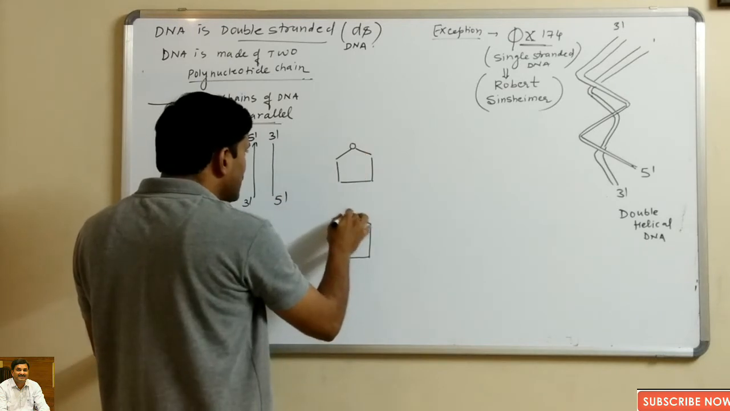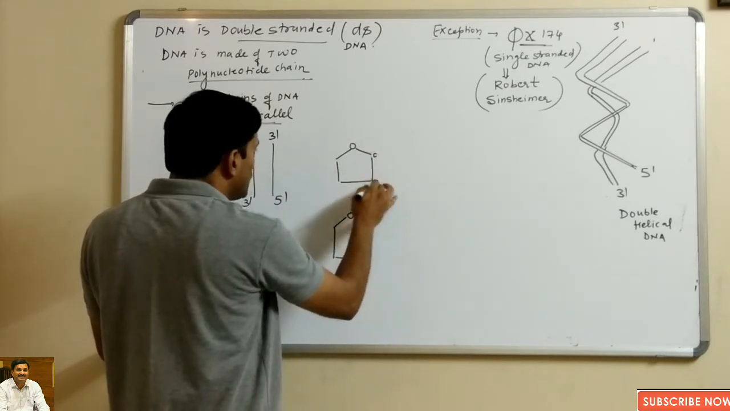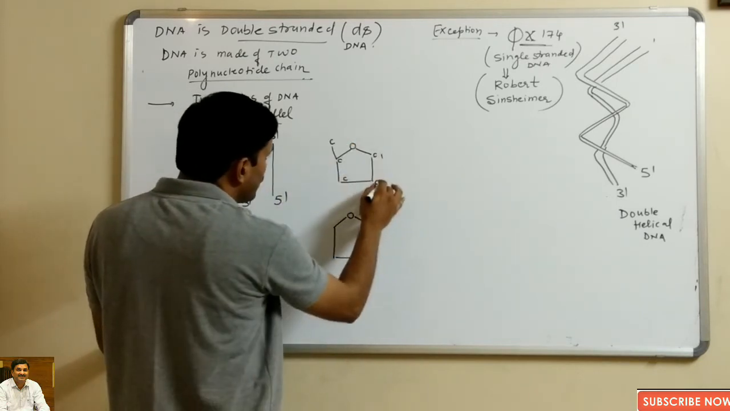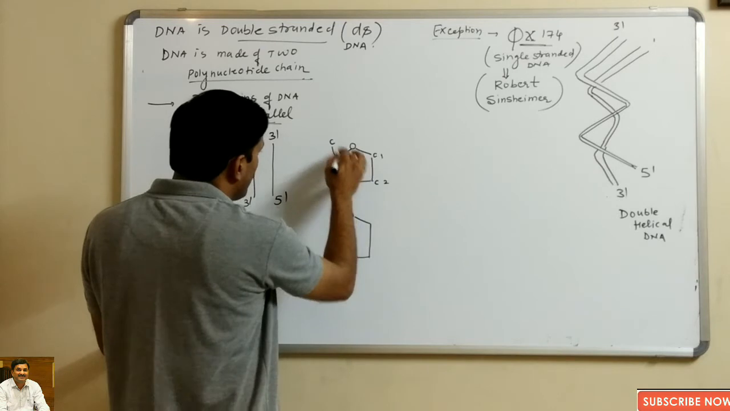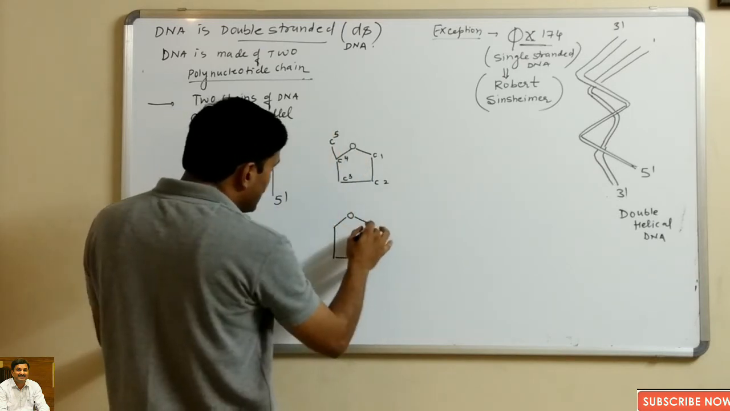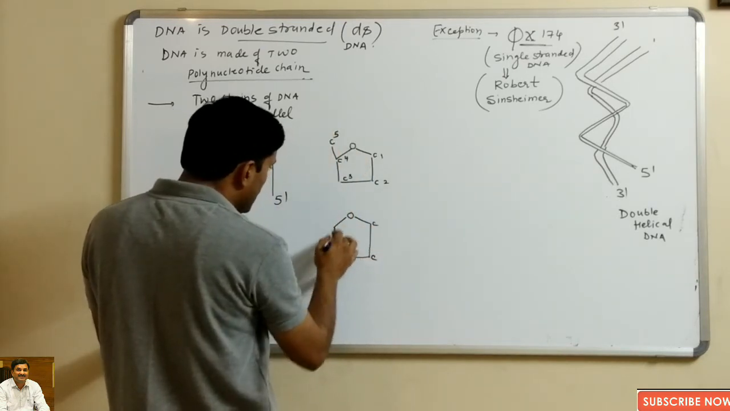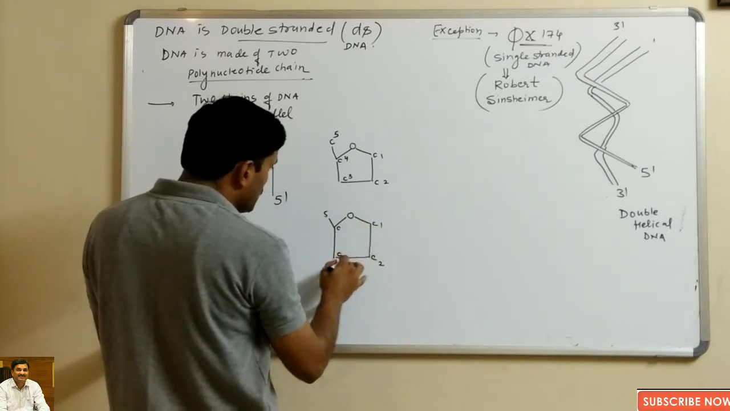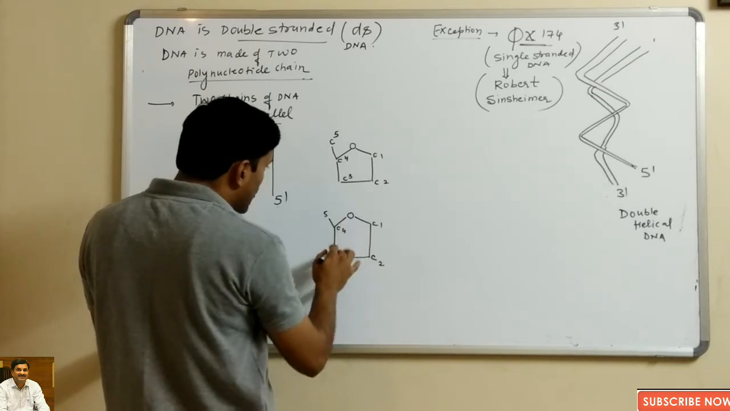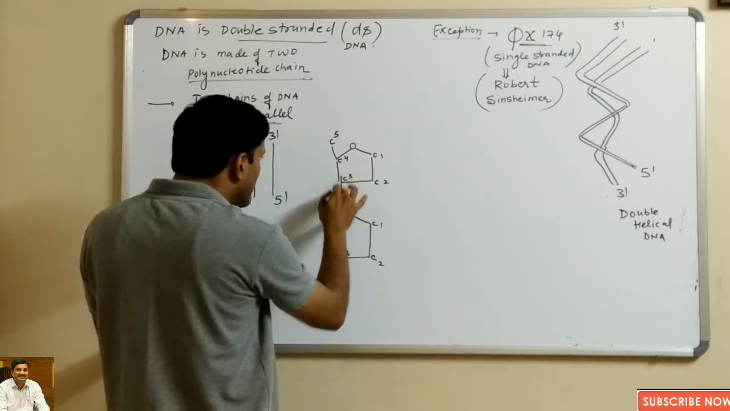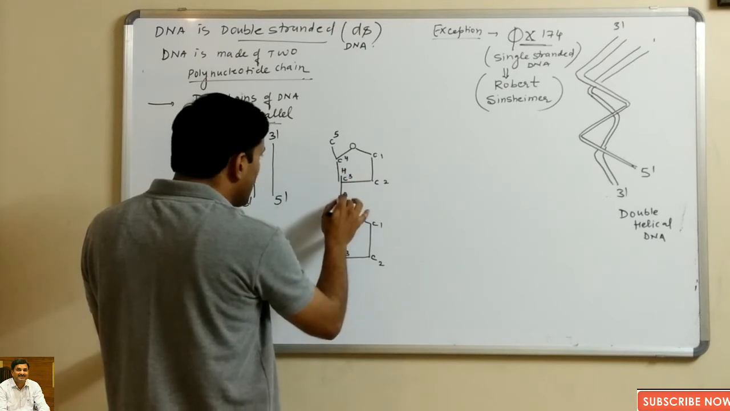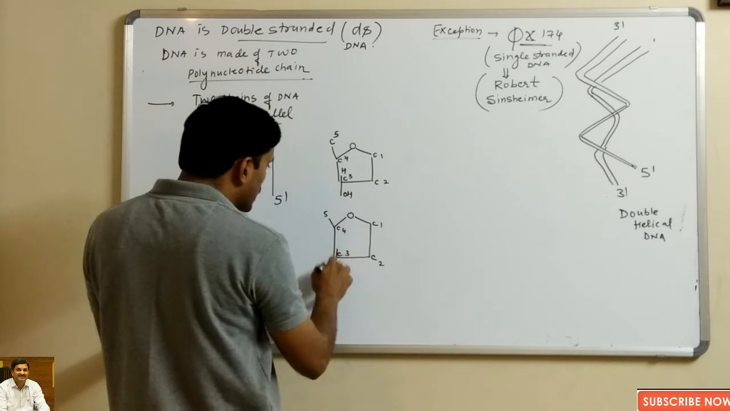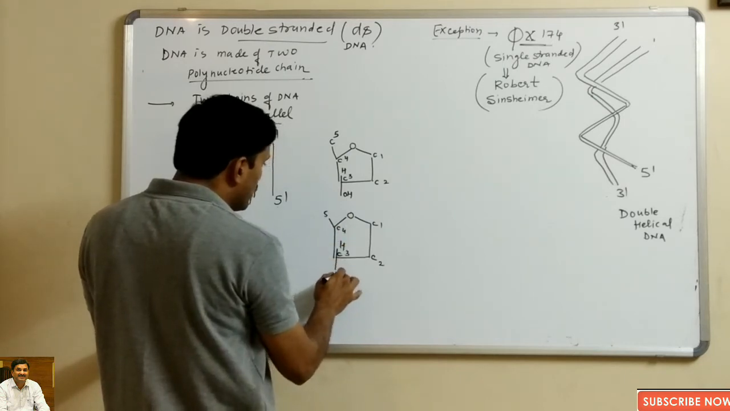This is oxygen. Now this is carbon 1, 2, 3, 4, and this is the 5th carbon. Now see here also 1, 2, 3, 4, and 5. You must know that at the third position of the sugar, a functional group is present, known as the OH. Here also you can see that OH is present.